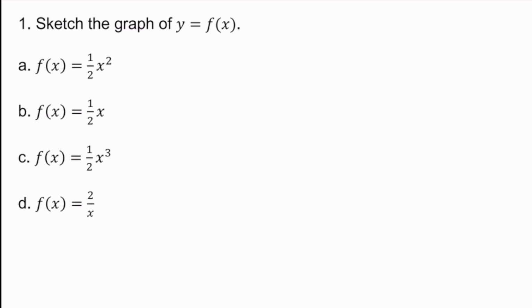So you're not going to be asked to sketch 4 graphs. It's probably going to be like, here's a graph, which of these 4 equations matches the graph? Or, here's an equation, which of these 4 graphs matches the equation? And so I'm going to go in here and just make 4 sketches.